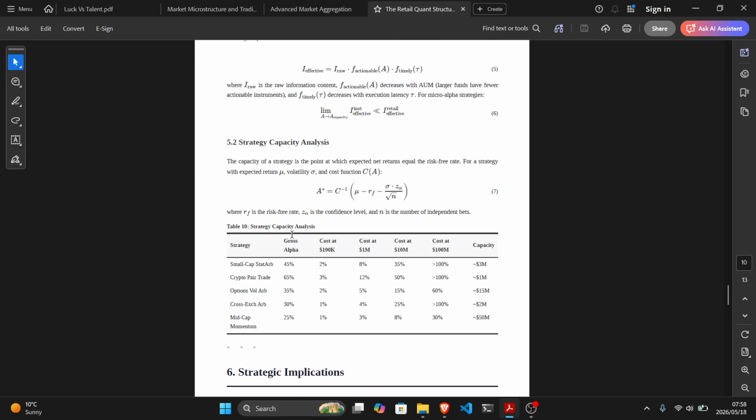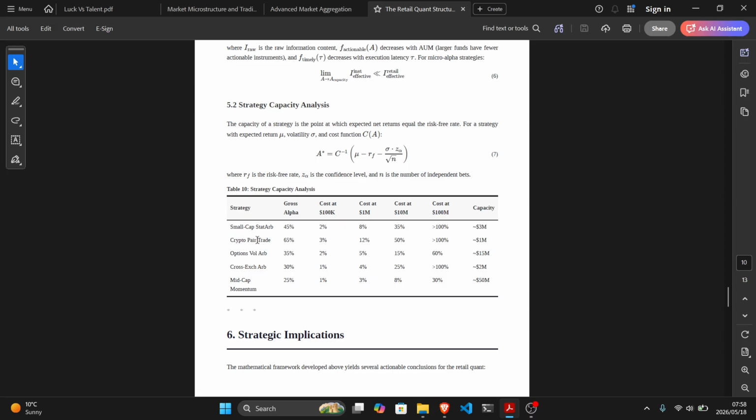As you can see, small cap stat arb has a gross alpha of about 45%. The cost at 100K is about 2%, at a million is 8%, at 10 million is 35%, and at 100 million is much greater than 100%. The capacity is approximately 3 million. Crypto pair trade has a gross alpha of 65%. Cost at 100K is 3%, at a million is 12%, at 10 million is 50%, and at 100 million is much greater than 100%. And the capacity is approximately 1 million.